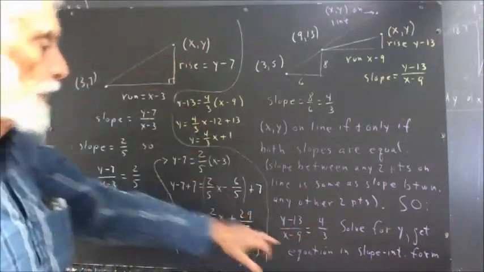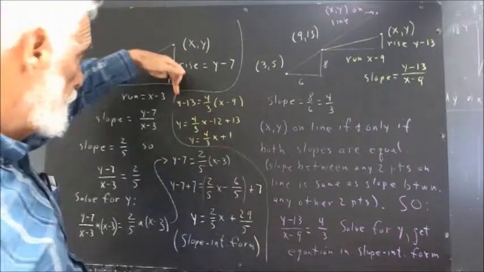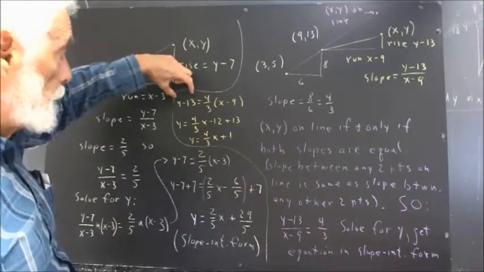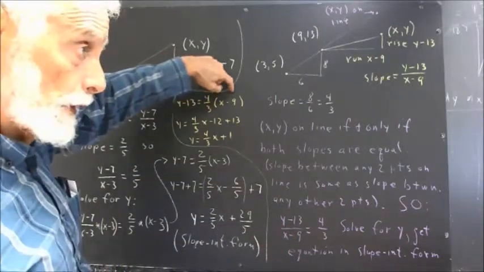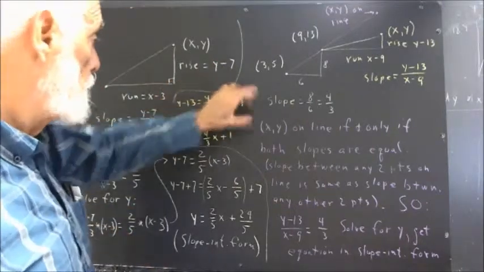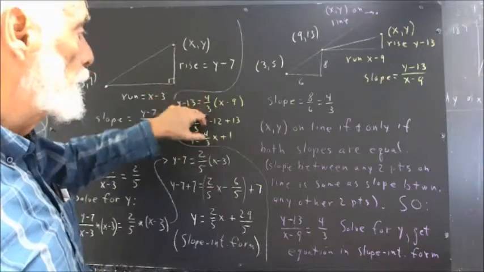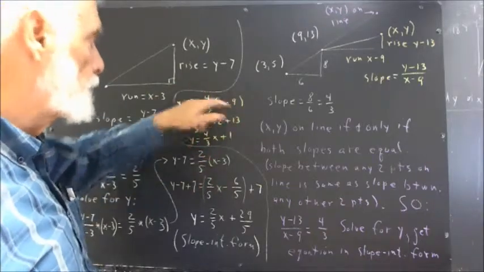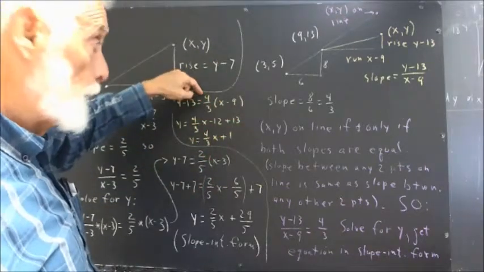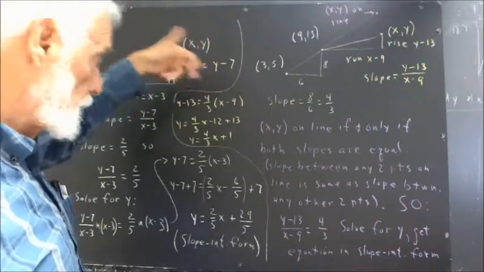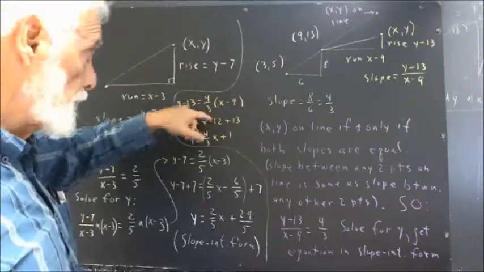And here, I've actually solved this equation for y. Multiplied both sides by x minus 9, and it's clear that we'll get y minus 13 is 4/3 the quantity x minus 9. Distributing through here, we get 4/3 x minus 4/3 of 9, which is going to be 12. 3 goes into 9 3 times. 3 times 4 is 12, and we got the minus.